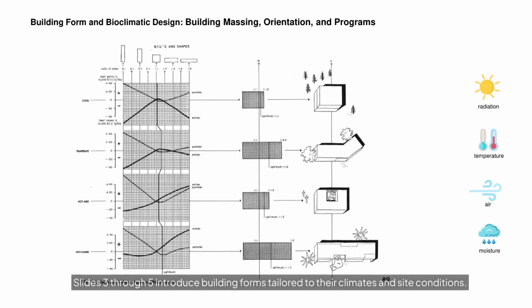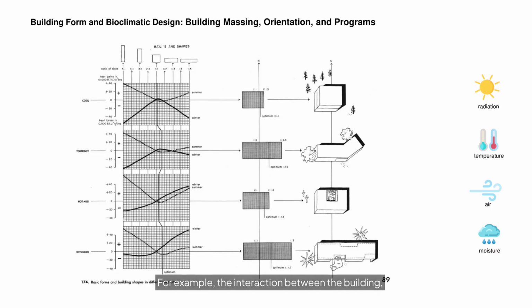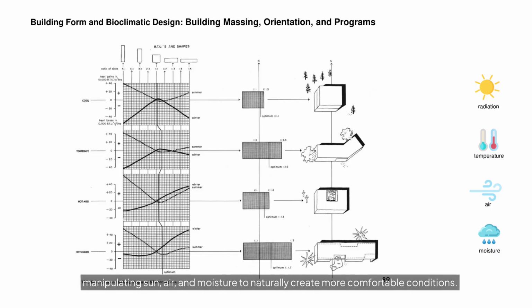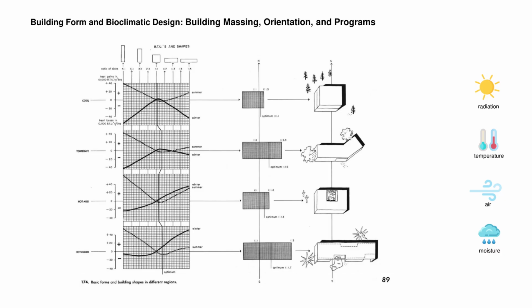Slides 3 through 5 introduce building forms tailored to their climates and site conditions. They show how building mass, orientation, and program requirements help harness natural resources for better comfort and efficiency. For example, the interaction between the building, climate, and site influences the building's size and shape. The key point is that by smartly tuning massing, orientation, and layout, the form of the building itself becomes our first layer of climate control, manipulating sun, air, and moisture to naturally create more comfortable conditions.